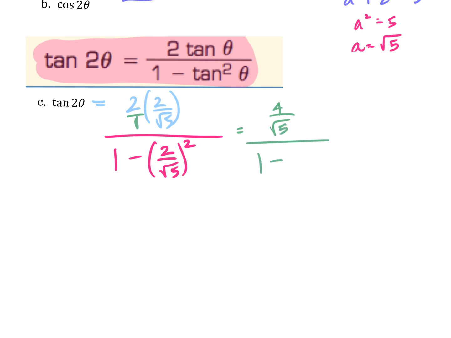We've got 1 minus, let's go square this guy. 2 squared was 4. Root 5 squared, root 5 times root 5? 5. We're killing this. 1 minus 4/5. 5/5 minus 4/5 is 1/5.